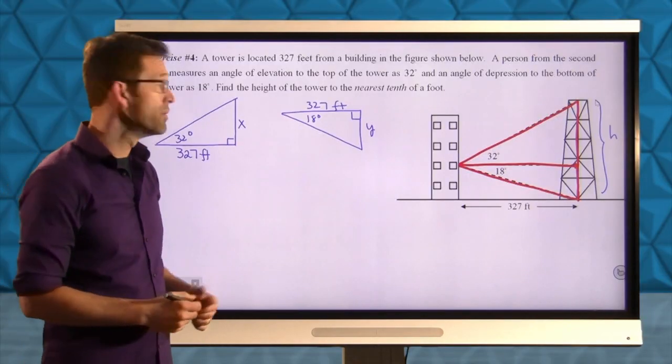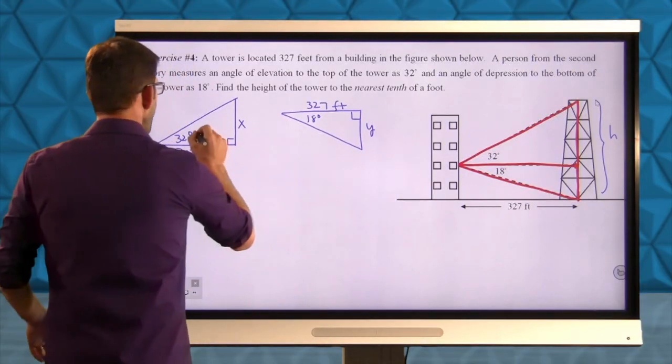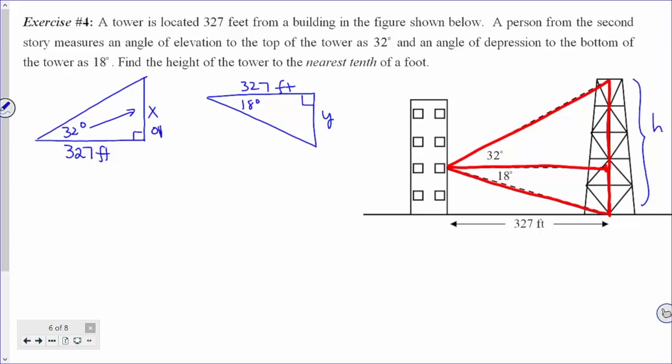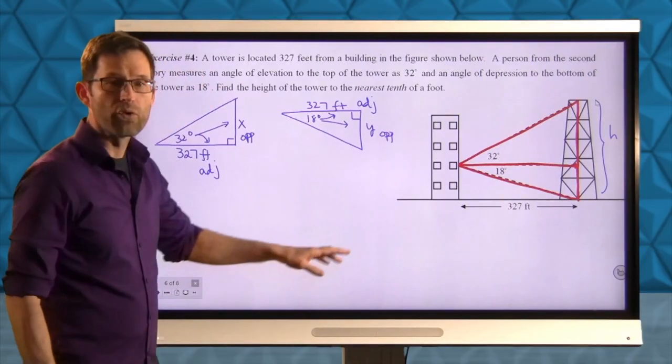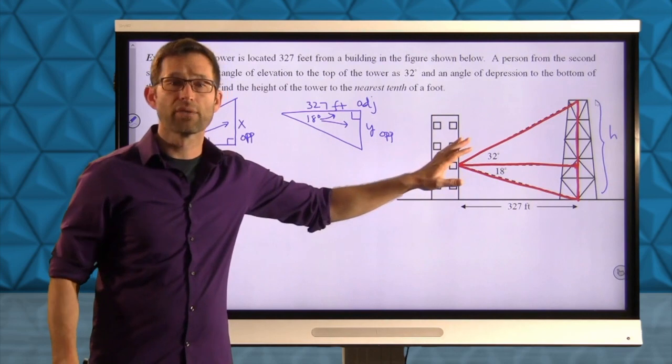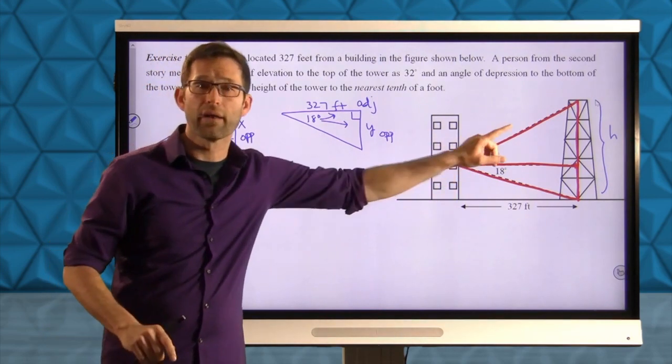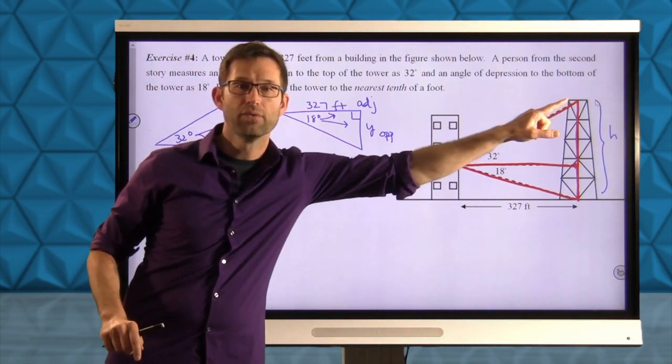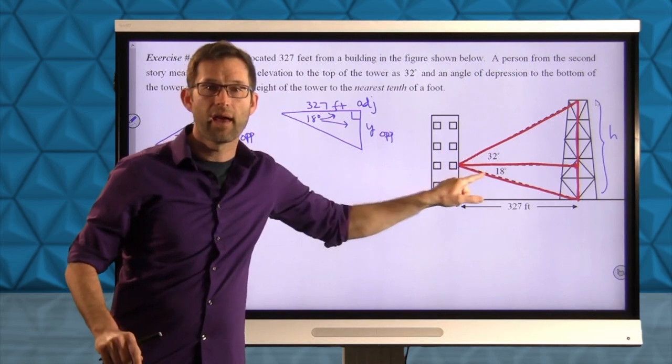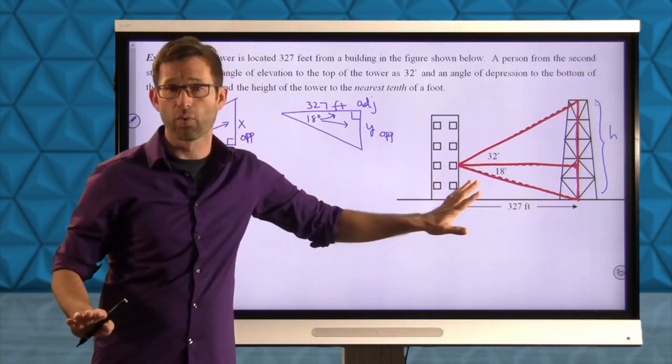All right, let's work through it. It's all about finding the right trig ratio. The x is opposite the 32, and the 327 is adjacent. That's going to give me tangent. And the same thing is true here. The y is opposite, the 327 is adjacent. What I don't know about for either one of these two right triangles, and I don't care about it, is the hypotenuse. The hypotenuse would be that length and that length. I don't care about either one of those.